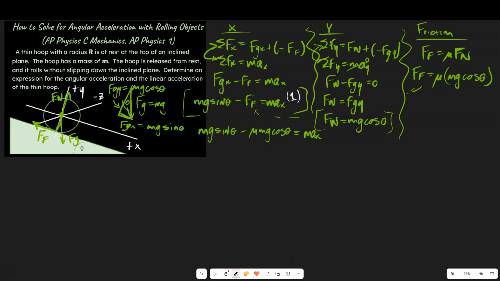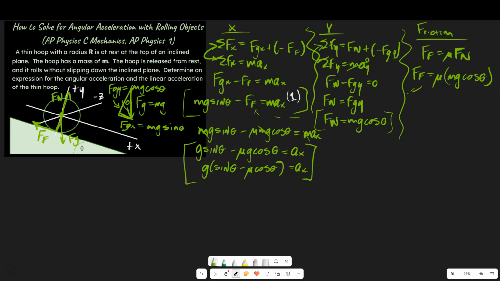And before we move on, what can we do to simplify the equation? Well, we can get rid of the m's, right? So if we get rid of the m's, then we have g sine of theta minus mu g cosine of theta is equal to acceleration in the x. And if we want to, we could factor out the g and say g times sine theta minus mu cosine theta is equal to acceleration in the x. In other words, I'll show that right now. Okay, so you can write this in a couple different ways. Either way is going to be fine.